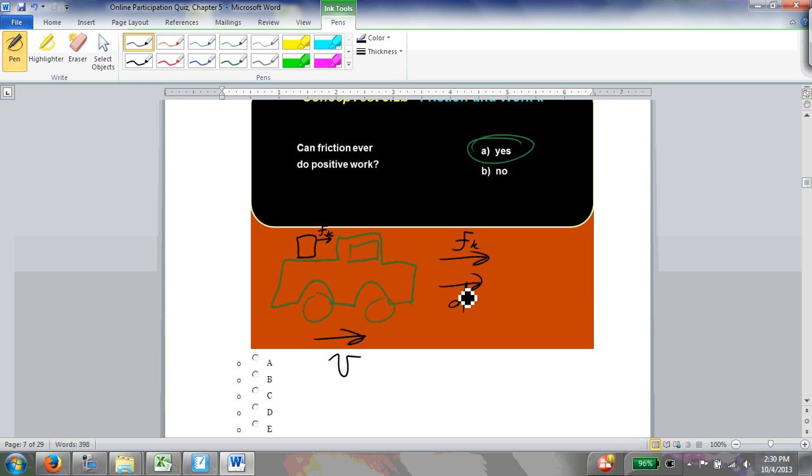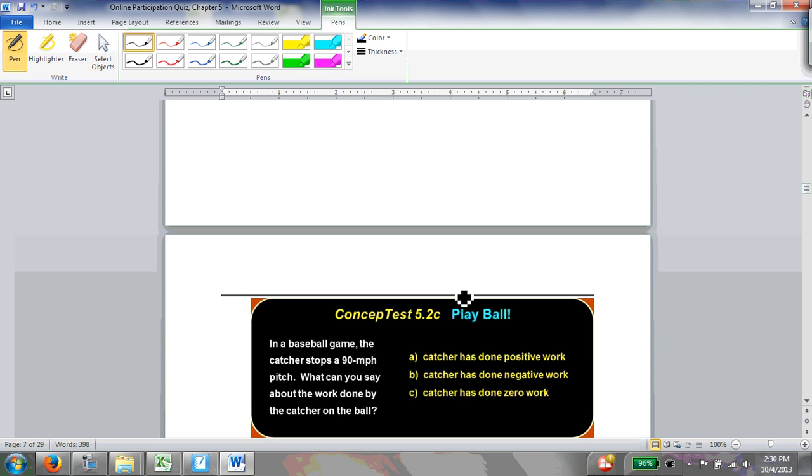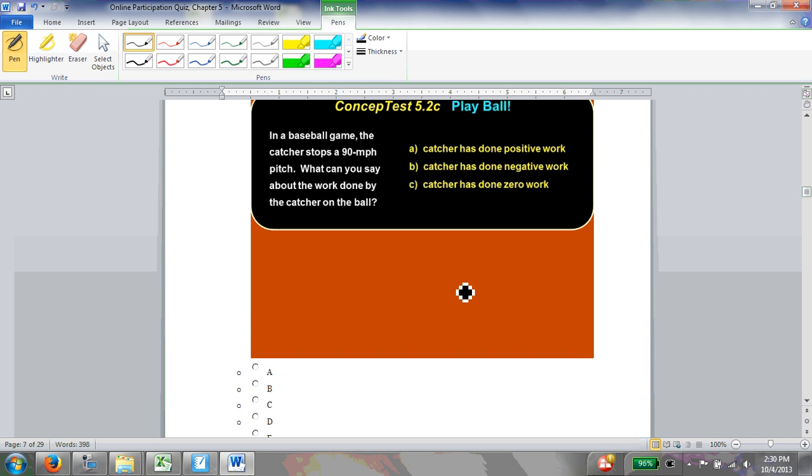So that's positive work. So the answer is A, yes. In a baseball game, the catcher stops a 90-mile-an-hour pitch. What can you say about the work done by the catcher on the ball?